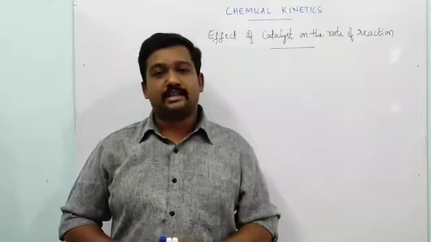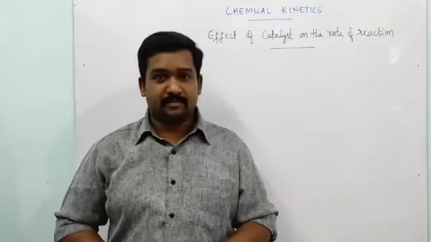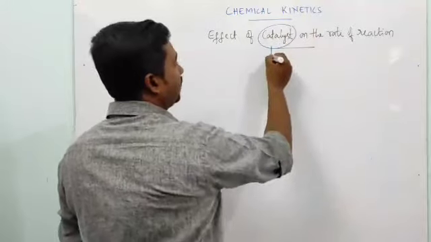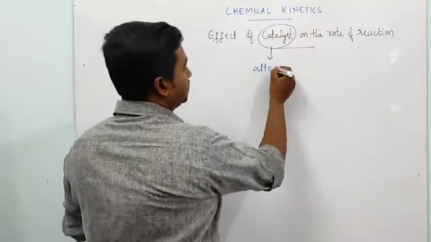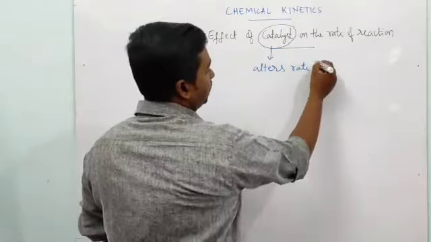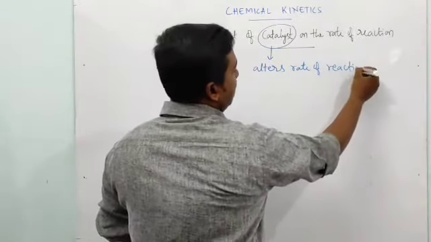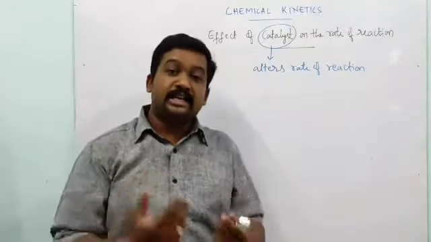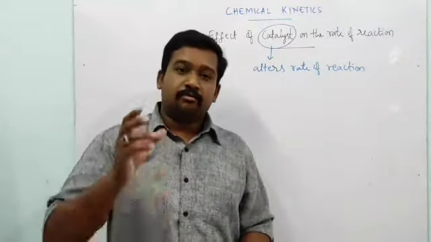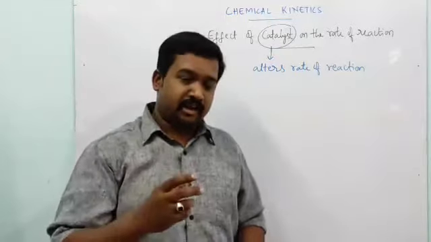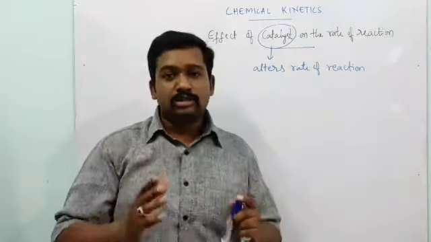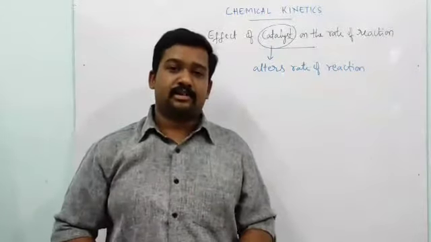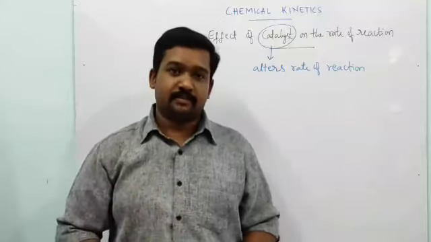First of all, we must understand what a catalyst is. A catalyst is a substance which can alter the rate of reaction. So a catalyst alters the rate of reaction. When I say alters, it can be increasing the rate of reaction. It can also be decreasing the rate of reaction. When we add a catalyst and the reaction rate increases, we call such a catalyst a positive catalyst. And if it decreases the rate of reaction, we call it a negative catalyst.